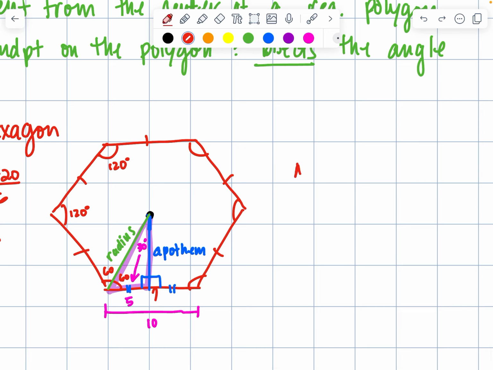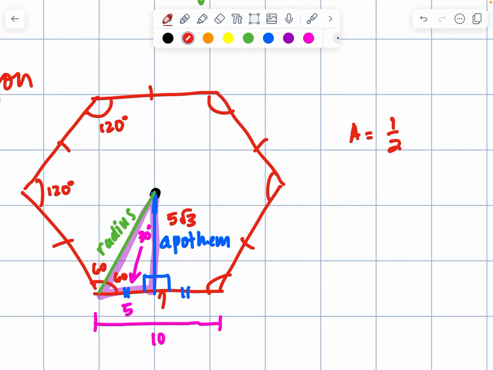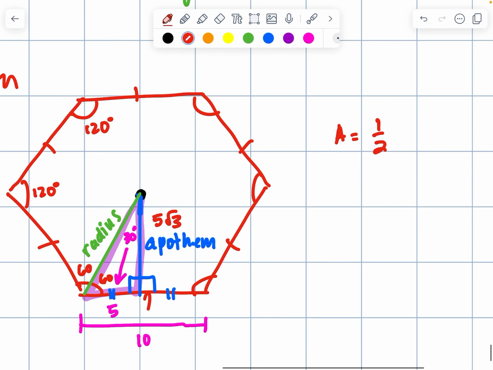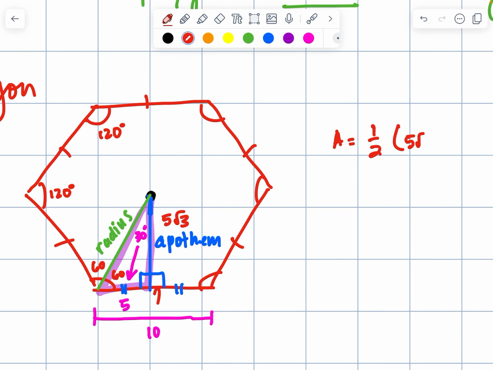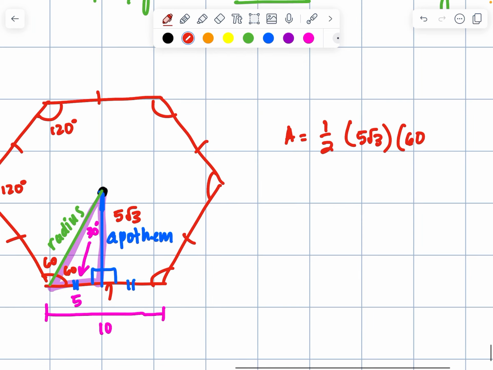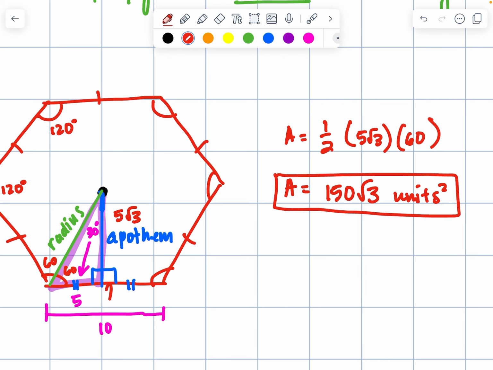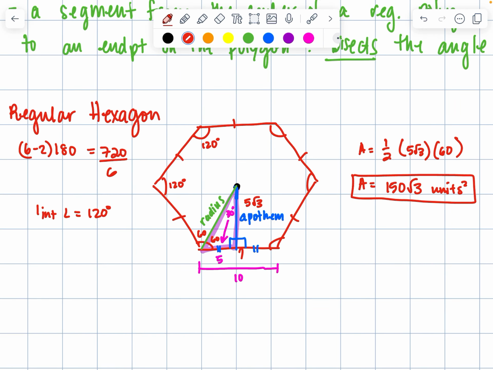So let's say area is equal to 1/2. We already said that this is 5 root 3 because it's a 30, 60, 90. So the apothem is 5 root 3. The perimeter, we said, was 60. And we just multiply accordingly. Okay? So area is then equal to, I'm going to multiply these two instead. 1/2 of 60 is 30. 30 times 5 is 150. So we could say 150 root 3 units squared. So in this particular case, we would have 150 root 3 units squared.